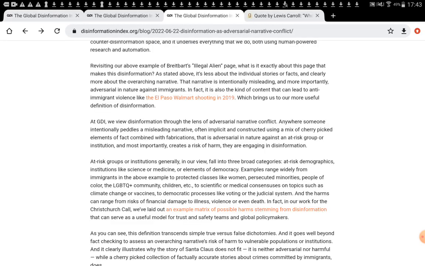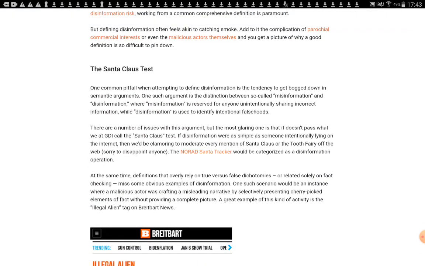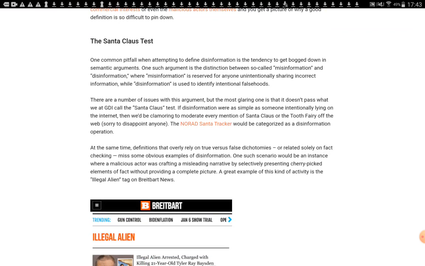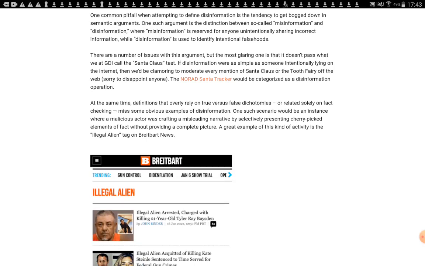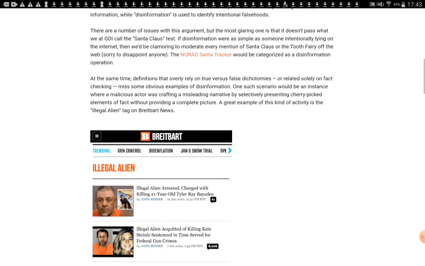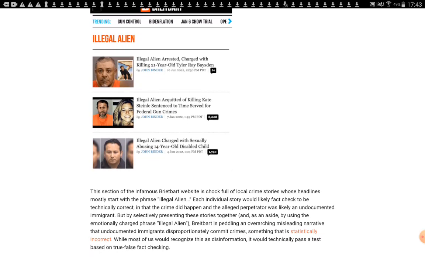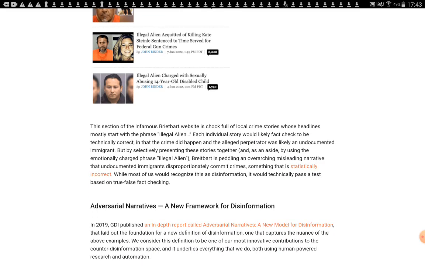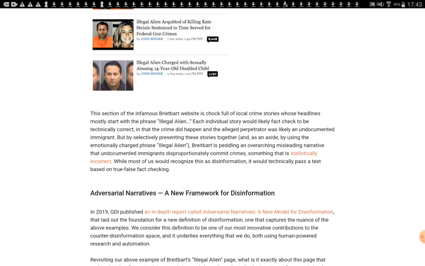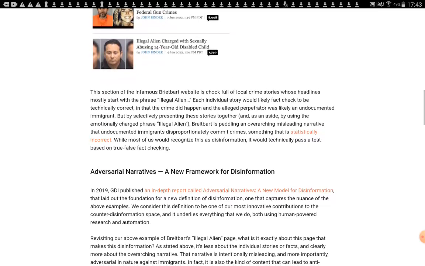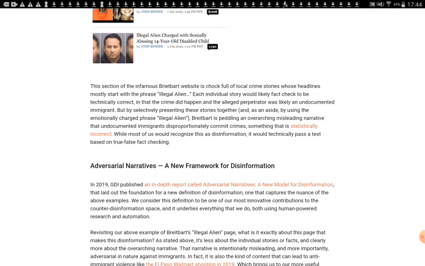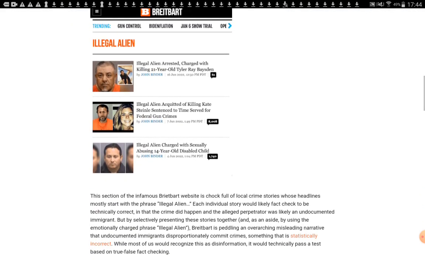So if we go to this page on their website, it goes into more detail about why they've come up with this definition. The first thing they're saying is the Santa Claus test: people tell their kids effectively that Santa Claus will bring them Christmas presents, but we actually know that Santa Claus doesn't exist. Although I think that's a pretty silly example. Then they go on to give an example from Breitbart of how this fits into their idea of adversarial narratives. They claim that the Breitbart website is chock full of local crime stories whose headlines mostly start with the phrase illegal alien. So I guess they're claiming that illegal aliens, or undocumented immigrants as they prefer, are somehow vulnerable, and this kind of reporting may ultimately lead to harm.